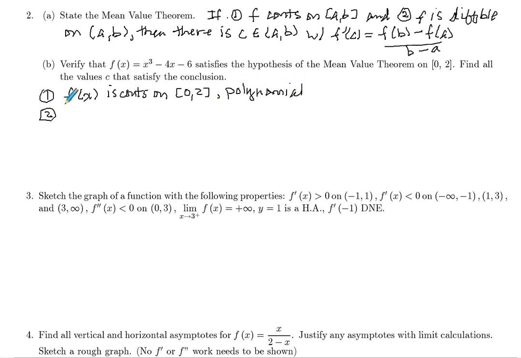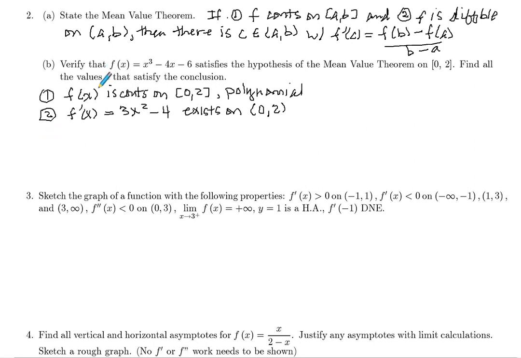Number 2, we want to check, is it differentiable? Well, let's take a derivative. If we can take a derivative, then it's differentiable. So f prime of x here is going to be equal to 3x squared minus 4, and the derivative of negative 6 is 0. So f prime of x exists on the open interval (0, 2). Actually, it exists everywhere, but we just need it on that open interval.